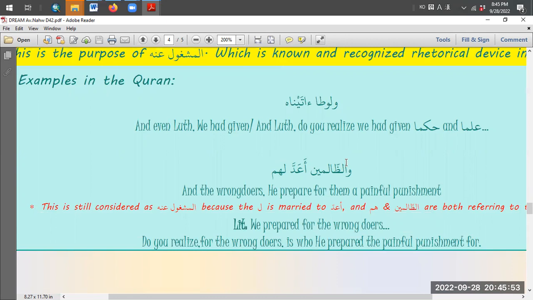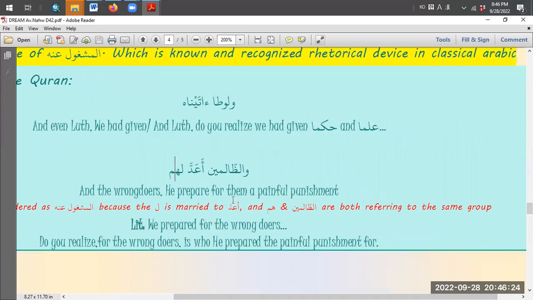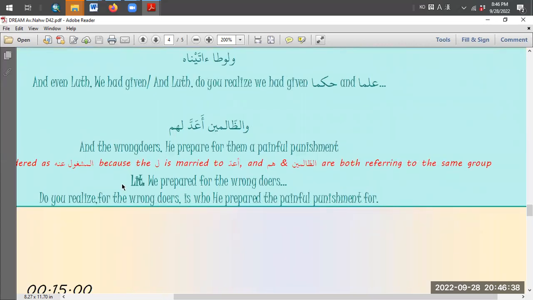Walimina a'adda lahum. So here, walimina, the pronoun is third person masculine plural. That's why the attached pronoun here is hum. But this time the pronoun is attached to the preposition. This is still considered al-mashghul anhu because the lam is attached to a'adda. And hum and az-zalimina are both referring to the same group. So the literal meaning: and for the wrongdoers, He prepared a painful punishment for them.